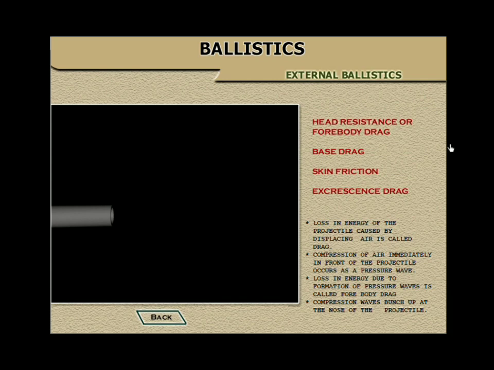Loss in energy of the projectile caused by displacing air is called drag. Compression of air immediately in front of the projectile occurs as a pressure wave. Loss in energy due to the formation of pressure waves is called forebody drag. The compression waves bunch up at the nose of the projectile. Hence, the more blunt the nose of the projectile, the higher the forebody drag.